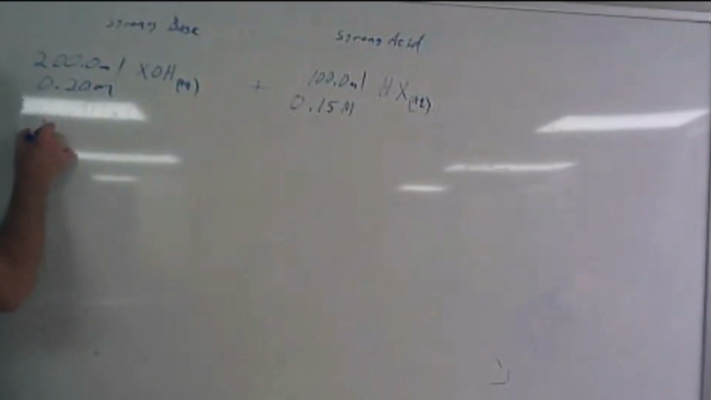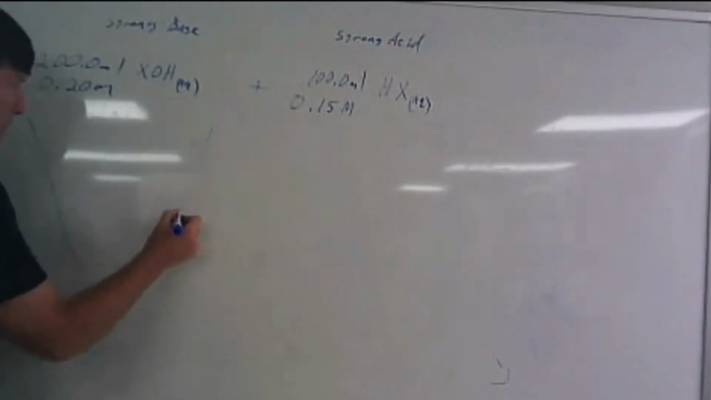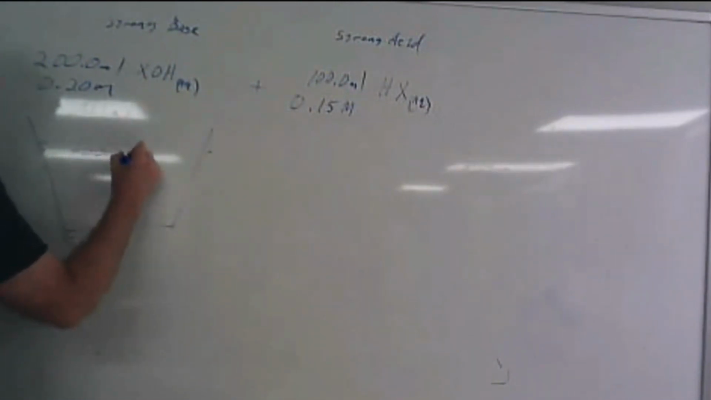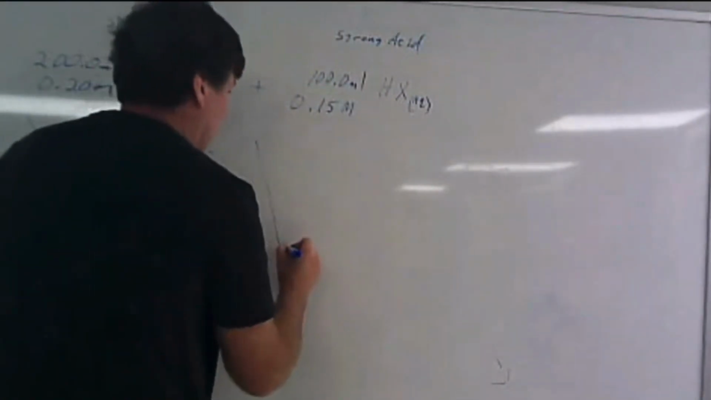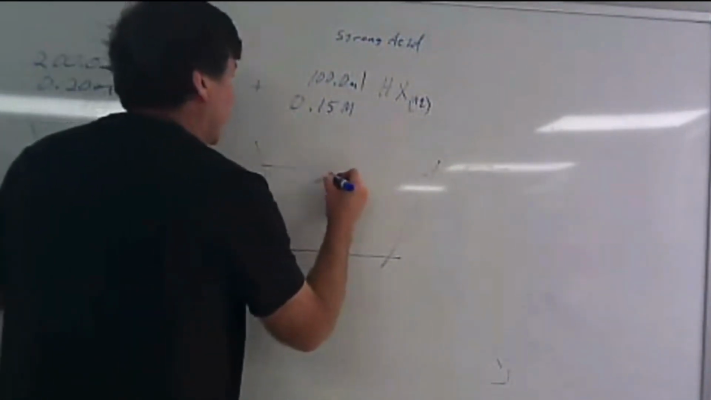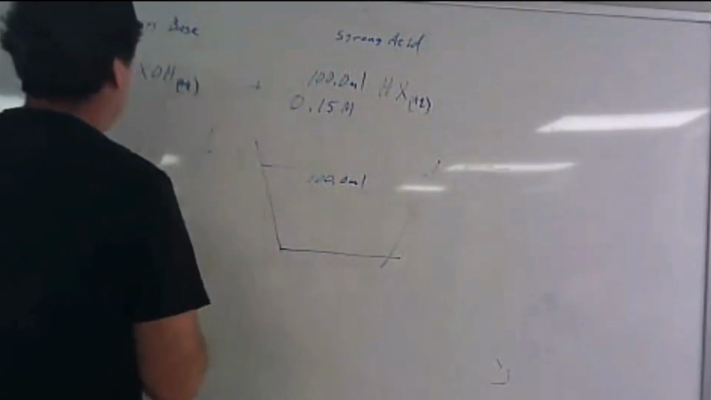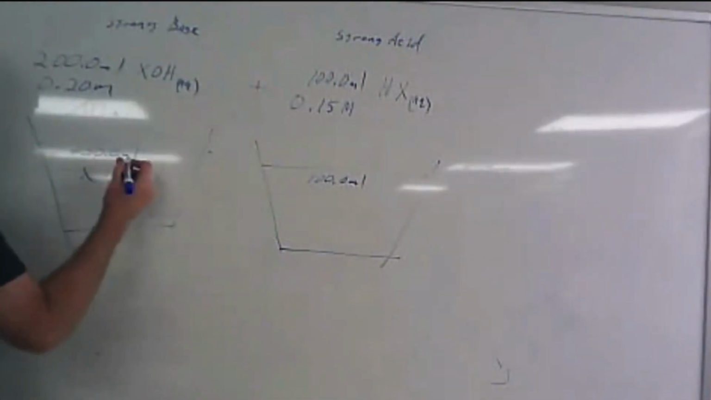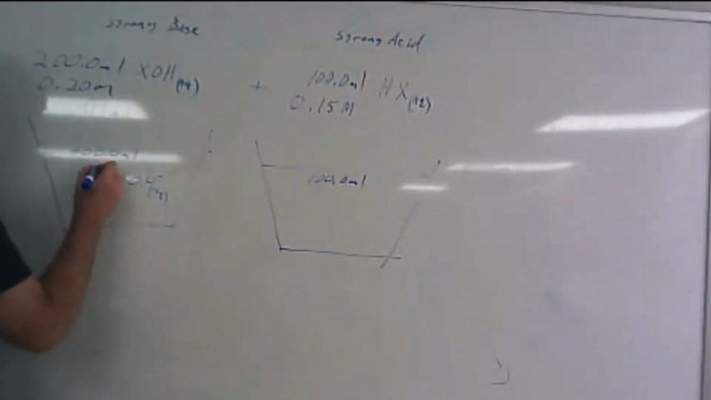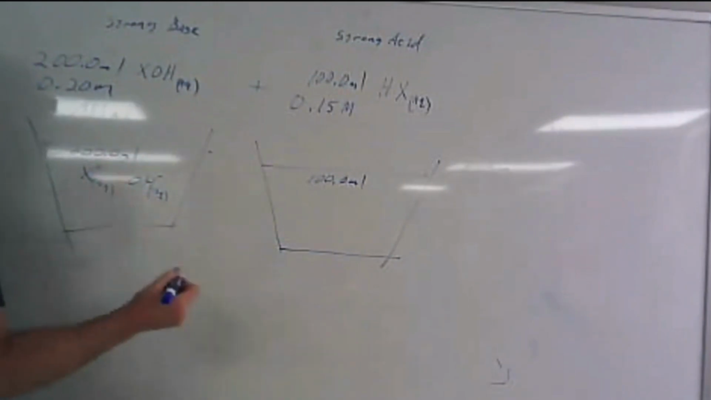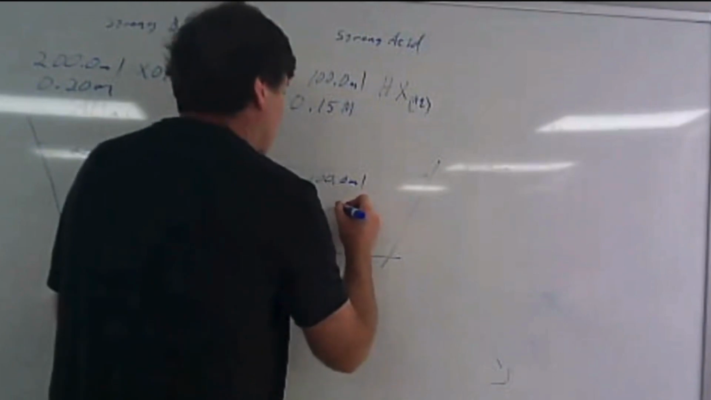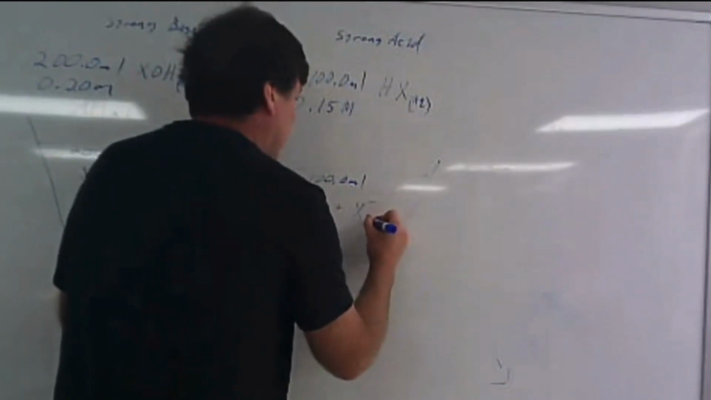This is our solution. And there we have 200 mL. Here's 100 mL. And this is XOH, aqueous. It's positive. That's H positive plus X minus.